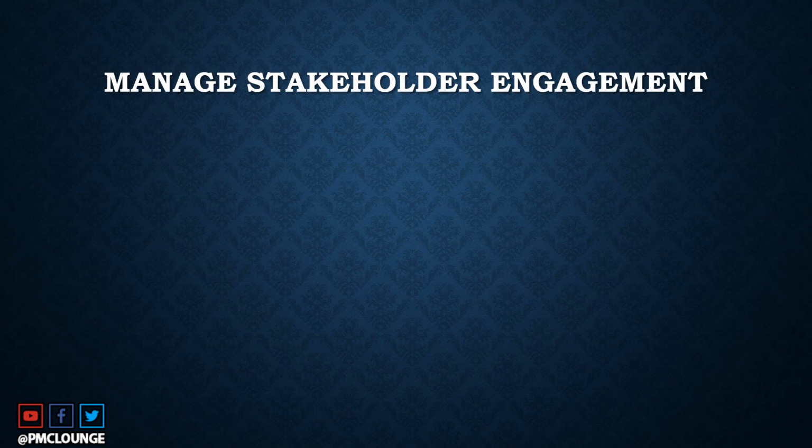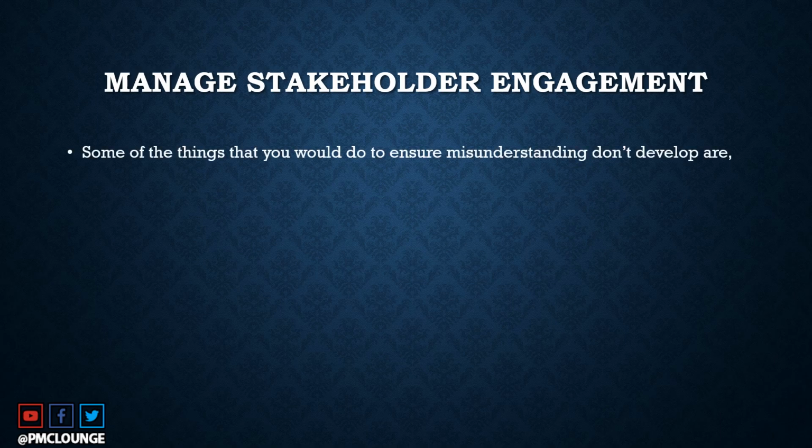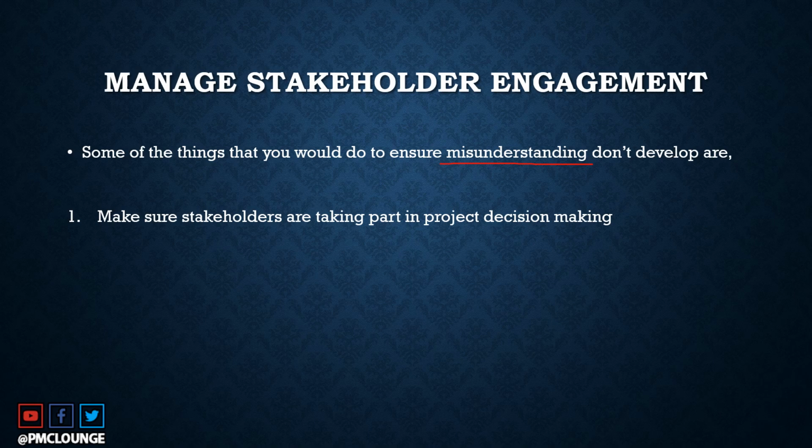Okay, so let's talk about the three things that you need to do to ensure that misunderstandings do not develop between you and the stakeholders. Number one is all stakeholders should be taking part in project decision making. So we have said this earlier. I'd like to repeat it here.